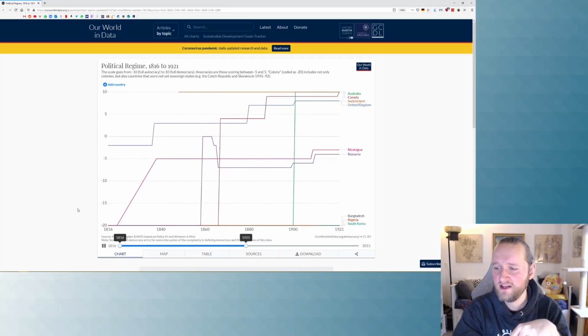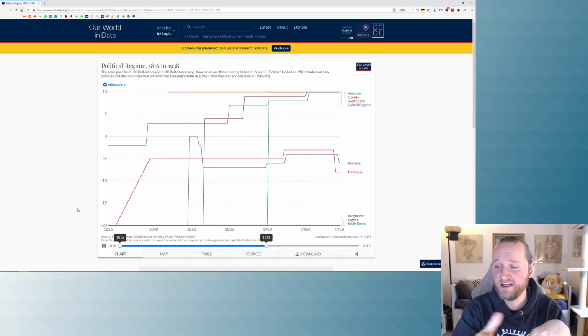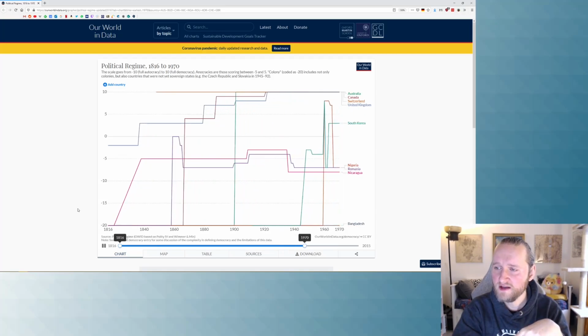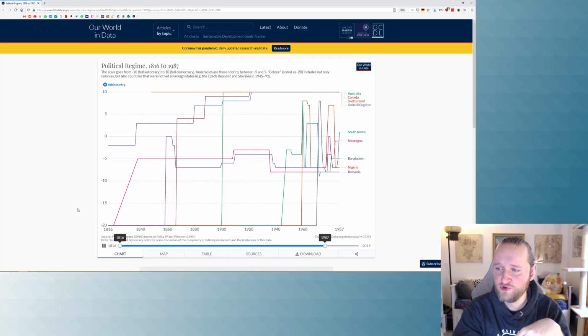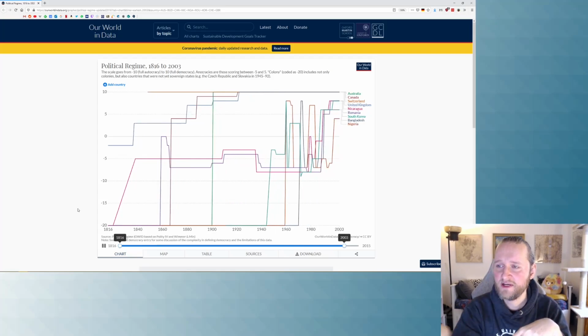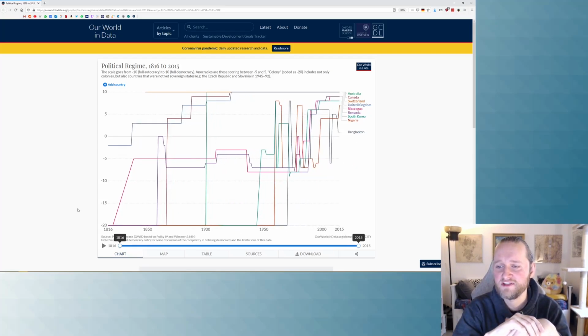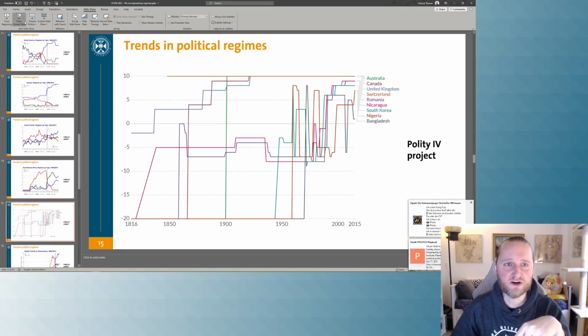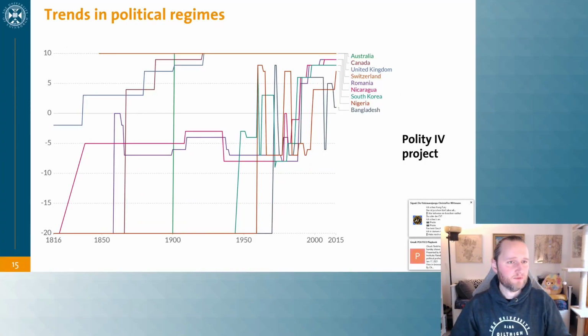We then have a wave of countries that all become independent after the end of the Second World War. But you can also see that there's a lot of movement between the categories, especially in the countries that weren't yet established democracies by the beginning of our little timeline here, and that lots of countries, including South Korea, Nigeria, and so on, have seen vast jumps up and down the scale. So let's go back to our little slide here.